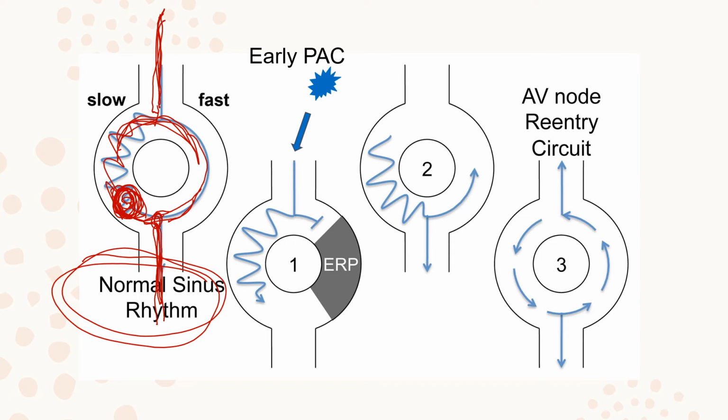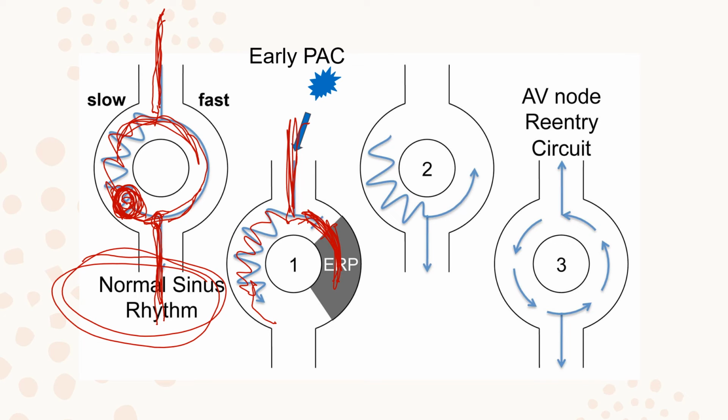If you have an early impulse come down, a PAC, it's going to try to come around the normal way, the fast conduction pathway, but that pathway is in a refractory period right now. So that impulse is not going to be able to travel the normal fast pathway. It's going to end up going around the slow pathway.